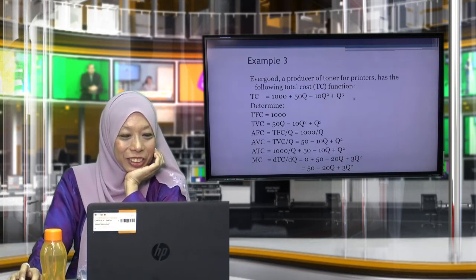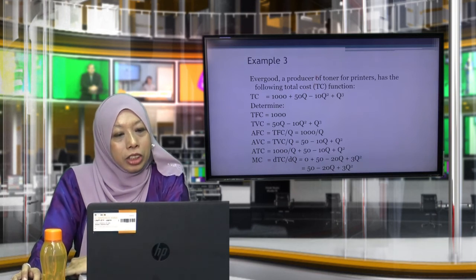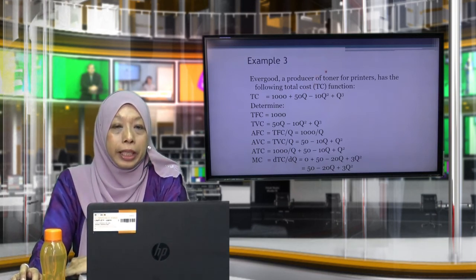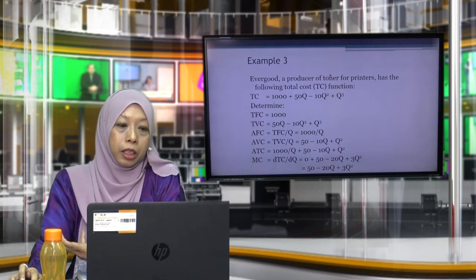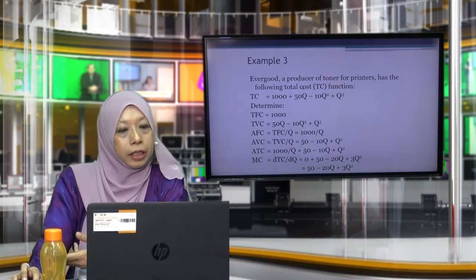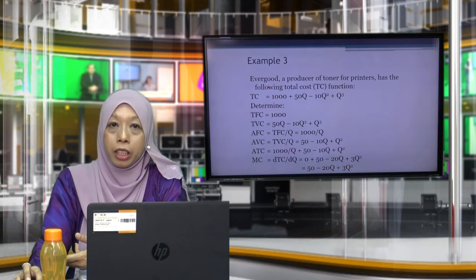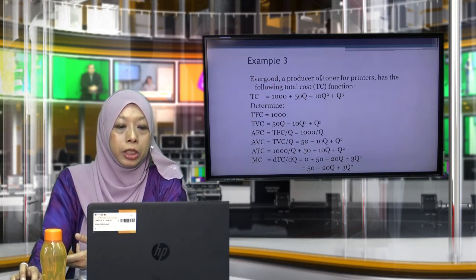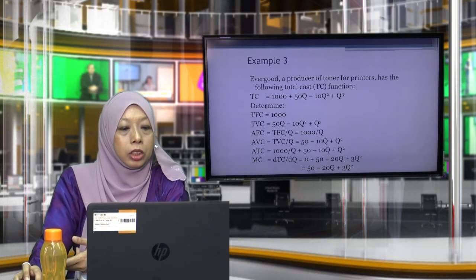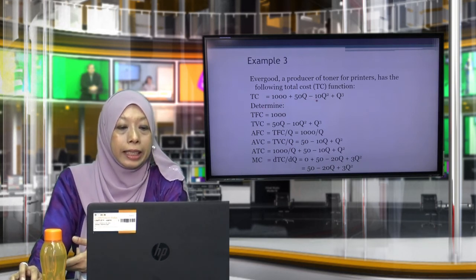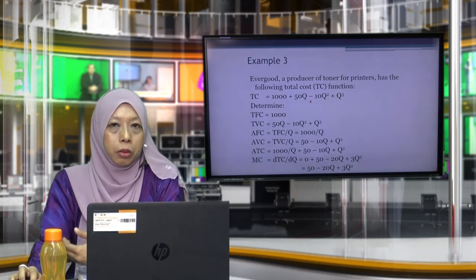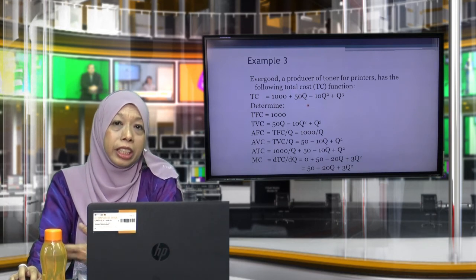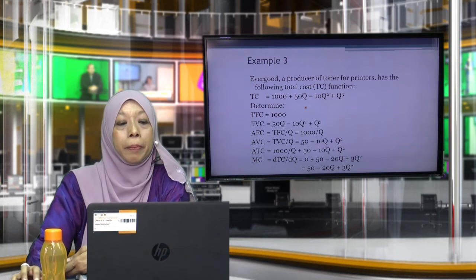Okay, let's try an example where we can apply the concept of short run cost of production. In this example 3, we have a company by the name of Evergood, a producer of toner for printers. It faces the following total cost function: 1000 plus 50q minus 10q squared plus q to the power of 3. From this total cost function, we would like to derive the different cost concepts which I have explained to you just now.